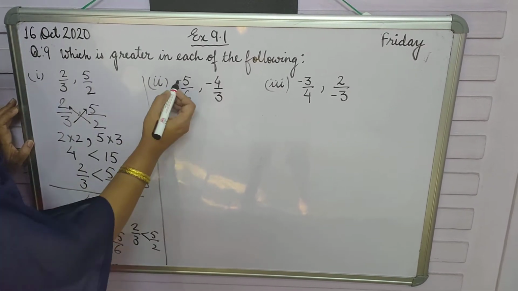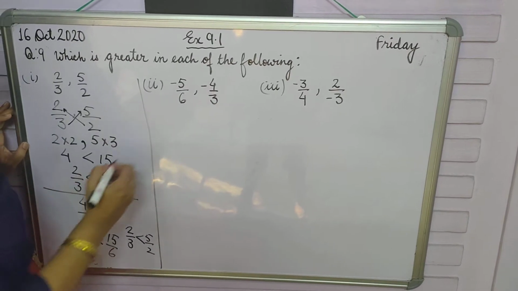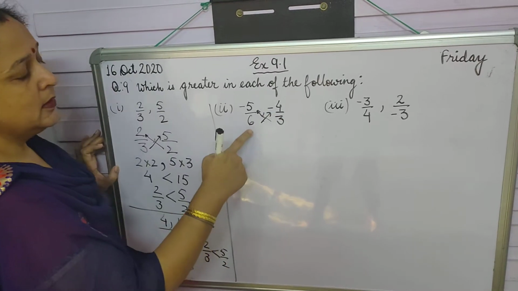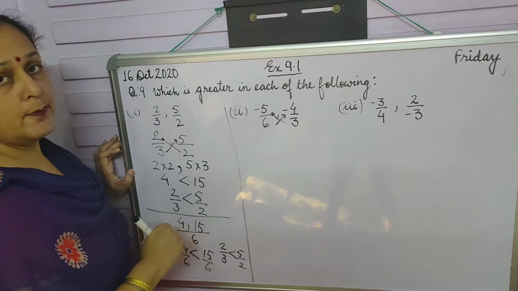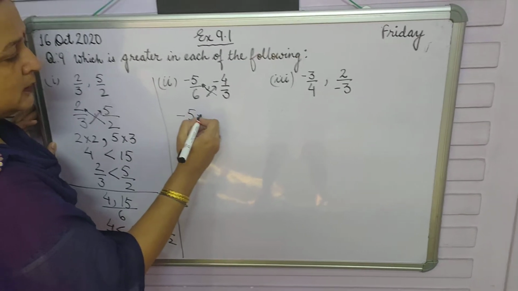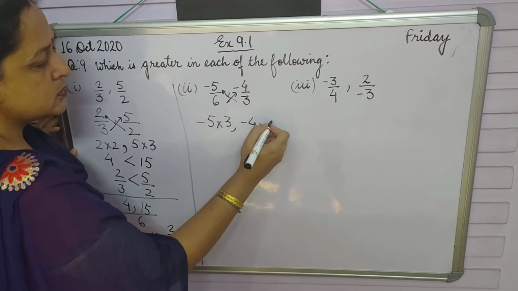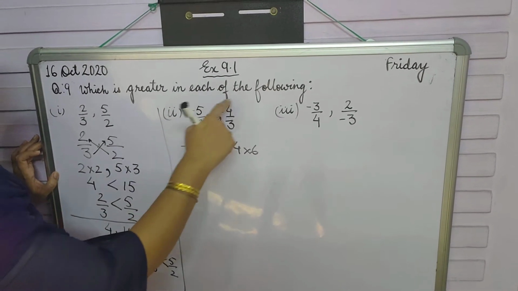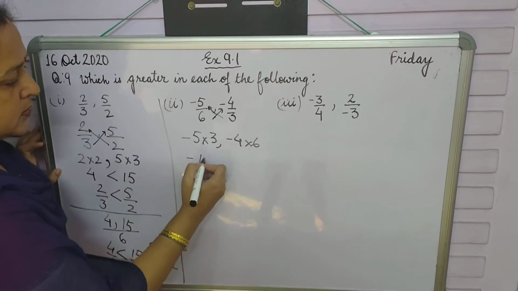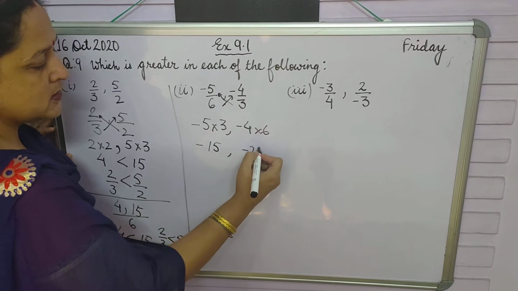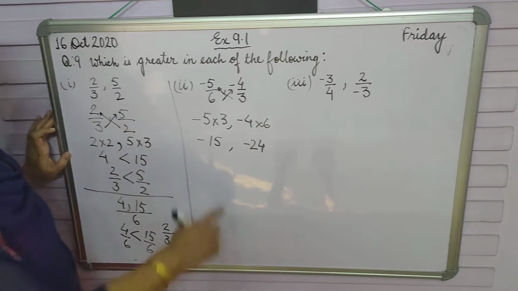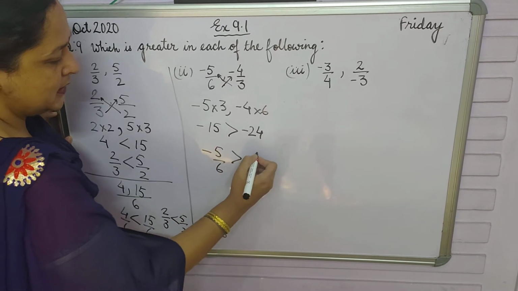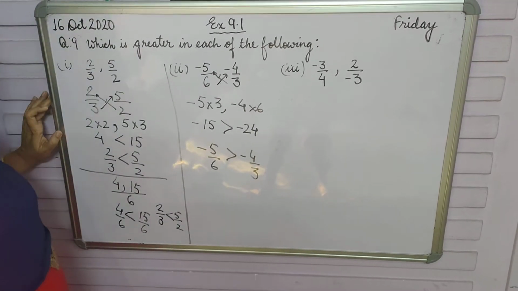See second part. Minus 5 upon 6 and minus 4 upon 3. Let me do it by cross multiply. Remember, always remember, the number from denominator goes into opposite side numerator. If you change that thing, your question will be wrong. So, minus 3 will come and multiply with minus 5. 6 will go and multiply with minus 4. So, it is minus 15 and this one is minus 24. Now, which one is greater? Minus 15 is greater. That means minus 5 by 6 is greater than minus 4 by 3.